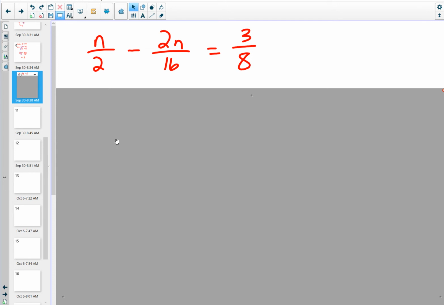How can we treat the fractions? This first way, we're going to be brave, and we're not going to be scared of the fractions. Say, okay, if I want to bring the n's together, well, let's bring the fractions together. In order to be able to subtract fractions, I need a common denominator. What is the least common denominator?